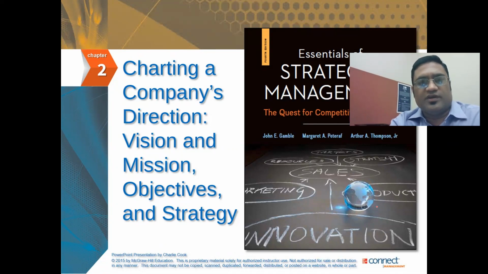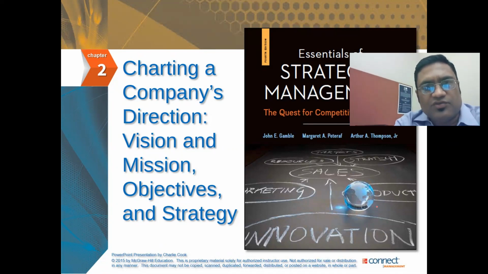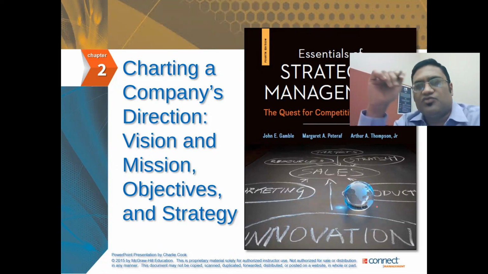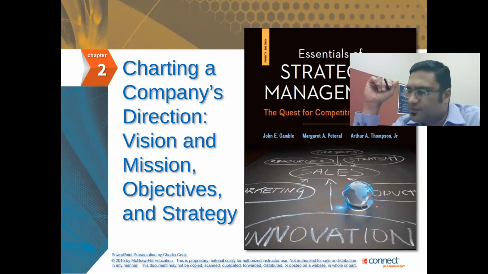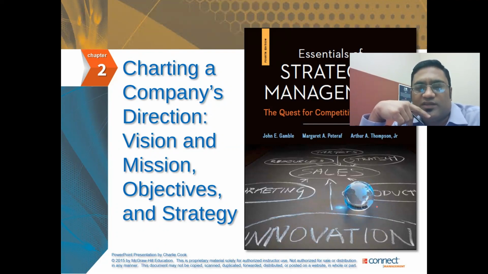So let's get started. Chapter number 2 is about charting a company's direction. And as we're discussing this, I'll give you a ninja skill. This is about the vision for life, vision, mission, objectives for life. So I'll give you that as well. So hang tight and I'll tell you more about that. It's really, really interesting and you may want to watch it again and again to get the most of it.